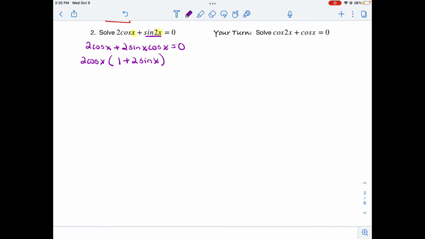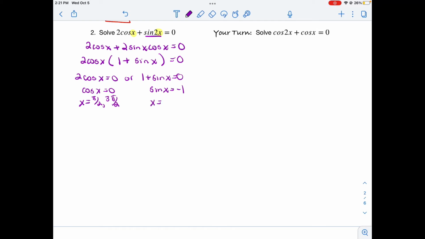So I can factor out my GCF of 2 cosine x. Then I can set each of those factors equal to 0 using our zero product rule. Once I solve that, I ask myself what angle has a cosine of 0, and that would be pi over 2 and 3 pi over 2. Then what angle has a sine of -1? That would also be 3 pi over 2. So since it didn't specify within which quadrant or range, I've got to include all values.